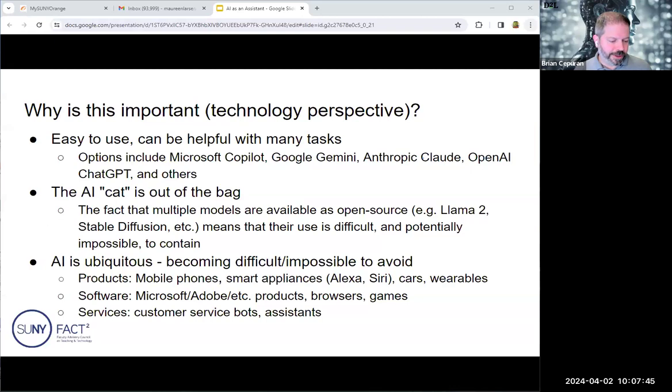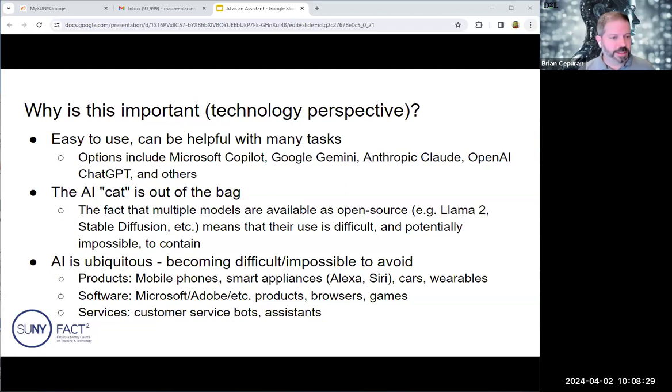Another fact is that the AI cat is out of the bag. There are a number of models that are now available as open source. A lot of this started in text generation with the release of the Llama 2 large language model by Meta. Previous to that, Stable Diffusion for images had been released as open source. And what that means is that not only are there big companies and startups offering these services and capabilities to people, but anyone and everyone can be using these models however they see fit.